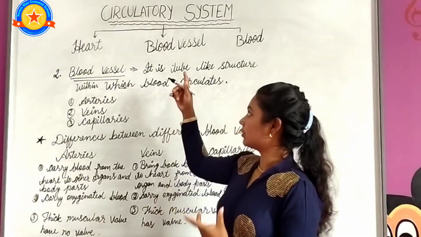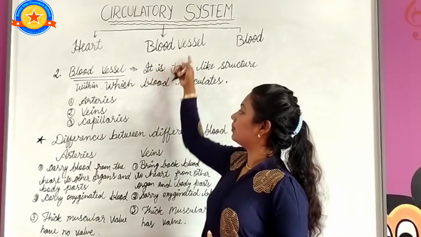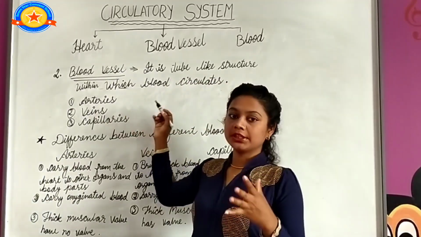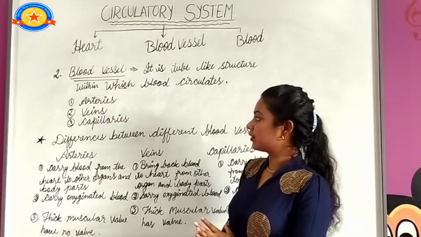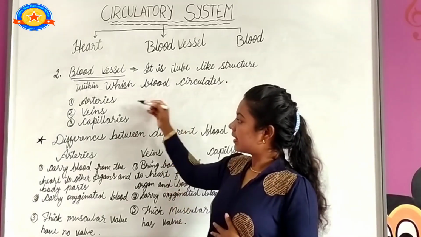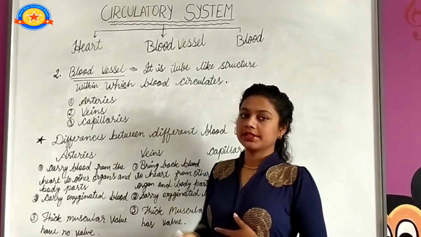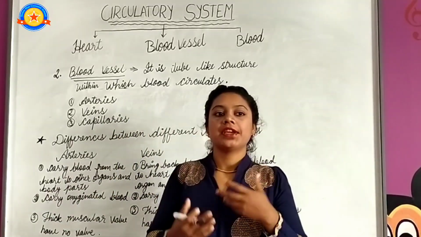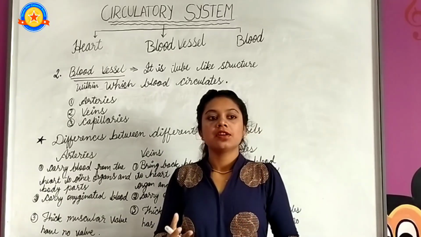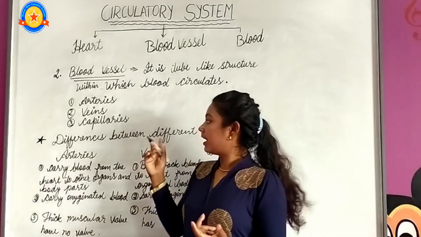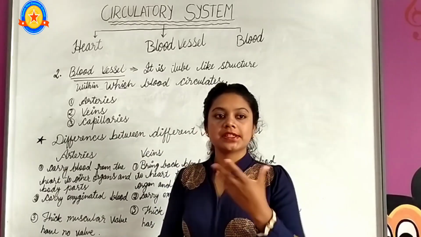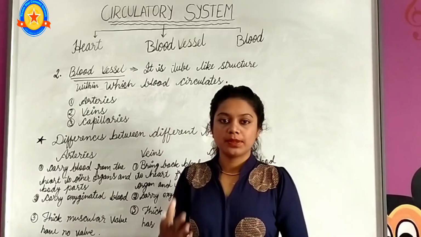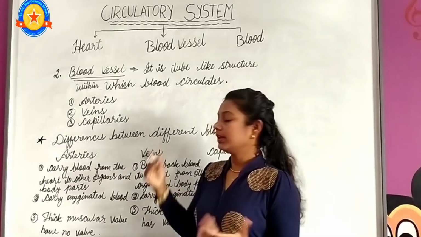Now the second part of the circulatory system we will learn about is the blood vessels. What are blood vessels? They are tube-like structures within which blood circulates. There are three kinds: arteries, veins and capillaries. Arteries are the blood vessels that carry oxygenated, pure blood away from the heart. Veins are the vessels that carry deoxygenated blood from different parts of the body to the heart.